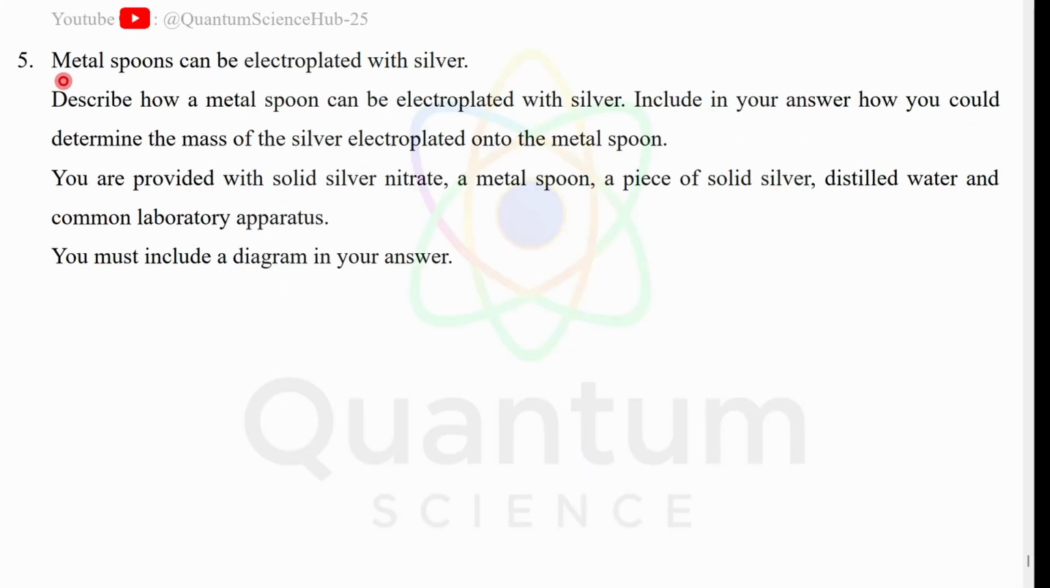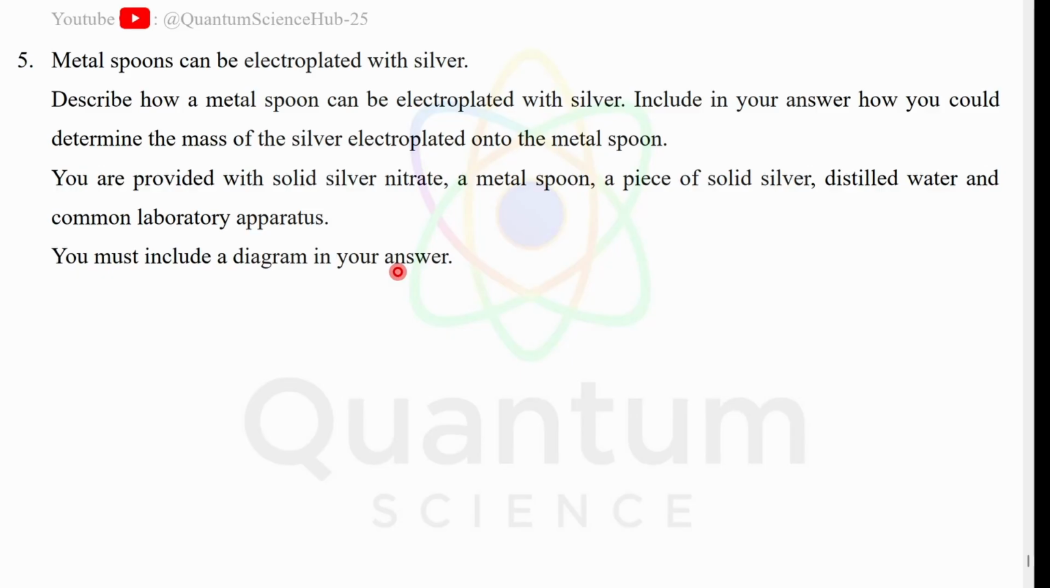Question 5. Metal spoons can be electroplated with silver. Describe how a metal spoon can be electroplated with silver. Include in your answer how you could determine the mass of the silver electroplated onto the metal spoon. You are provided with solid silver nitrate, a metal spoon, a piece of solid silver, distilled water, and common laboratory apparatus. You must include a diagram in your answer.